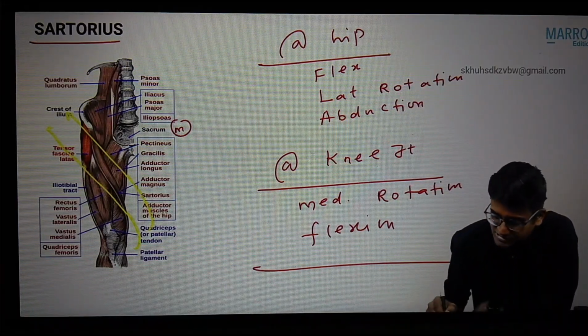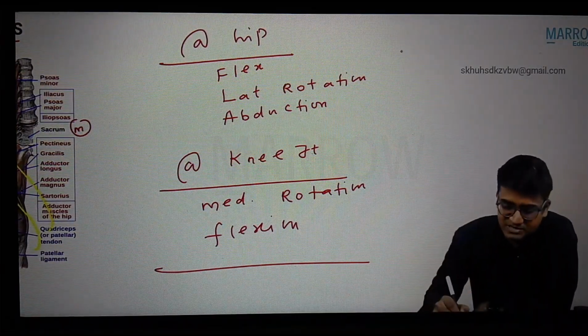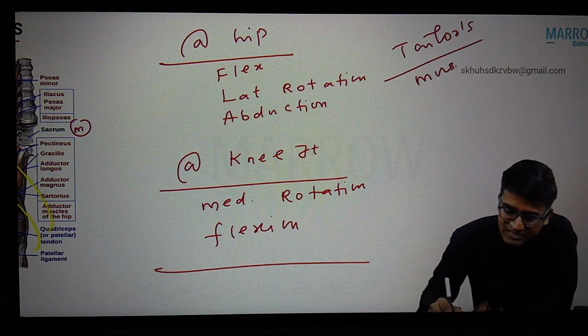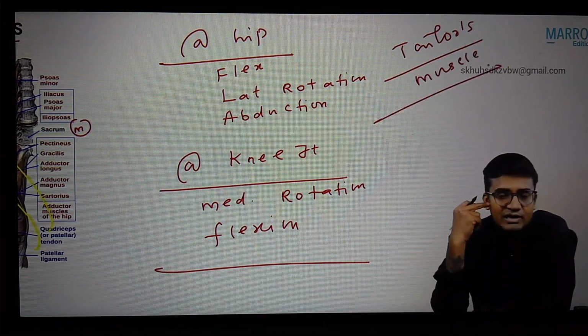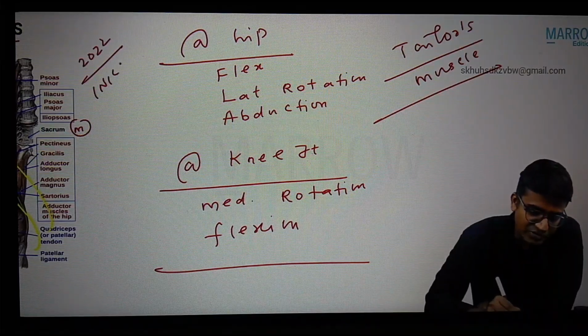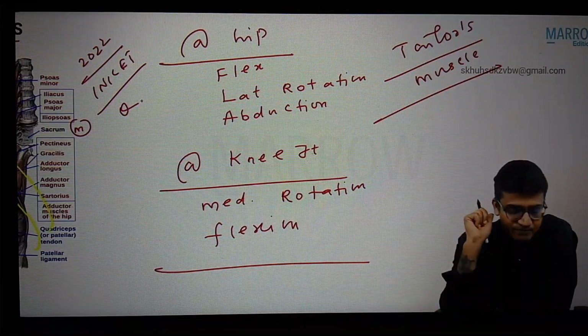Now this action is used by the tailor while stitching. That is why this muscle is called sartorius muscle. That is tailor's muscle. Sartor means tailor. Okay, and the action of sartorius question was asked in the 2022 May INICET exam. Okay, right. That's all about the sartorius muscle.